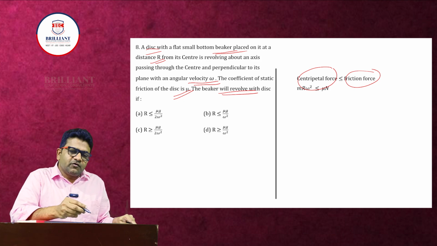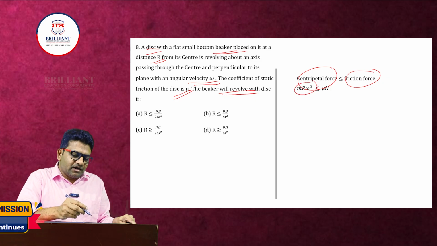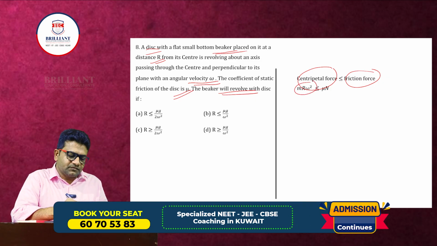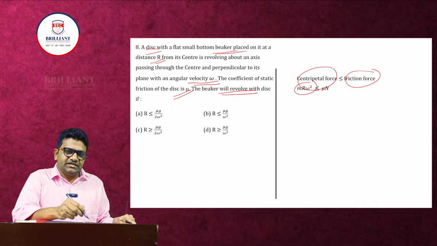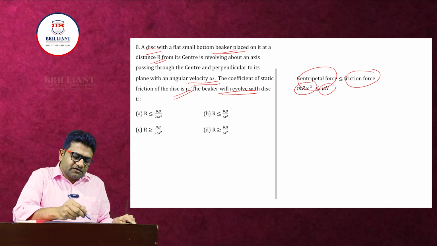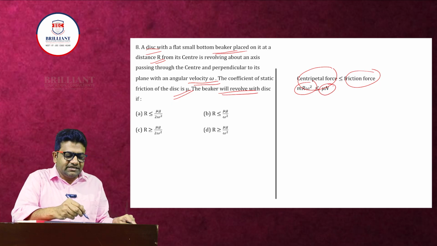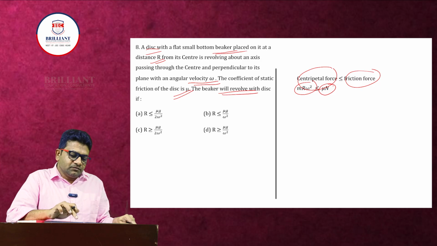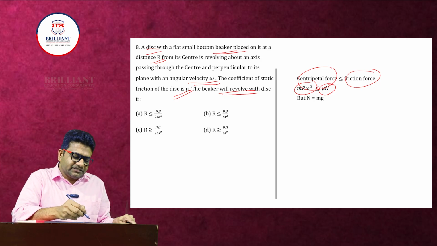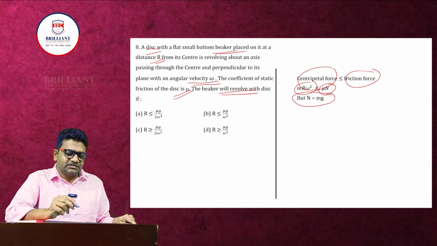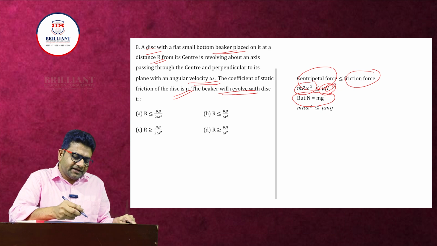So the equation for centripetal force is mv square by r or m r omega square, where m is the mass, r is the radius, omega is the angular velocity. And the equation for friction force is mu N, where mu is the coefficient of friction and N is the normal reaction. Now we know the normal reaction N is equal to mg, mass into gravity. Now putting N equal to mg here, we get m r omega square less than or equal to mu mg.